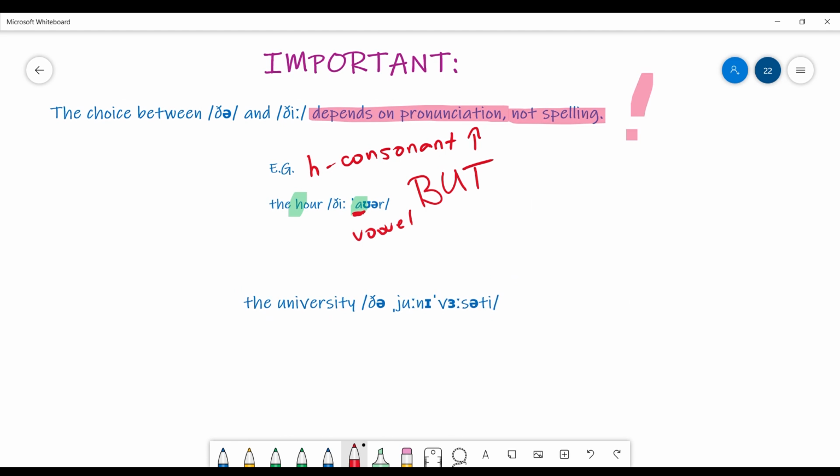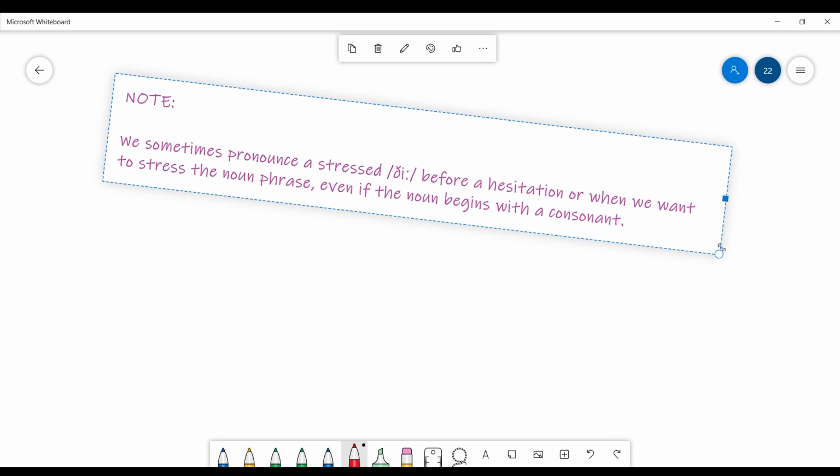And one more last example. "The university." We have the word "university," which is spelled and starts with U, which is a vowel letter. However, as you can hear and see already written here, we are pronouncing the article "thuh," because again, we are looking at the pronunciation. When we are pronouncing, we're starting the word with J, which is a consonant. Therefore, "thuh university." Okay. This is the main rule, briefly talking about the pronunciation, two different pronunciations of the article "the."